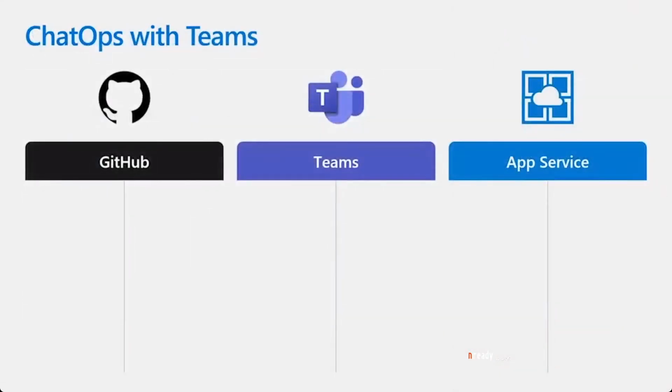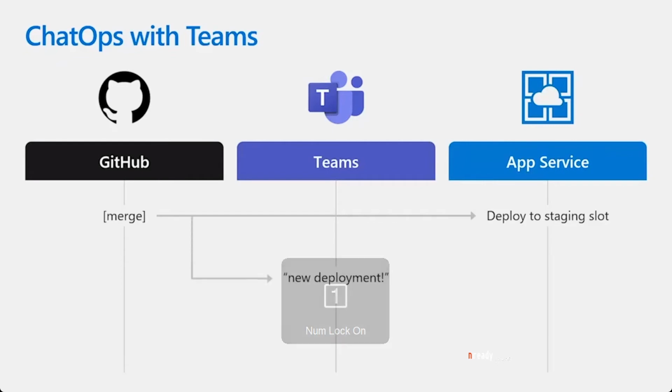All right, so here's the plan. When a PR is merged into the main branch, this is going to kick off automation and will deploy the build to a staging slot. Next, GitHub will send a message to Teams that a new deployment just occurred using an adaptive card. And this will say a new deployment occurred. It will have links to the new staging slots, and a button that will promote your changes into production.